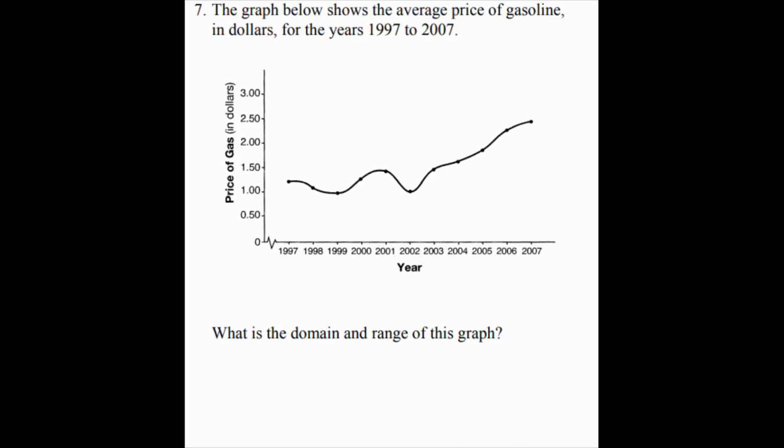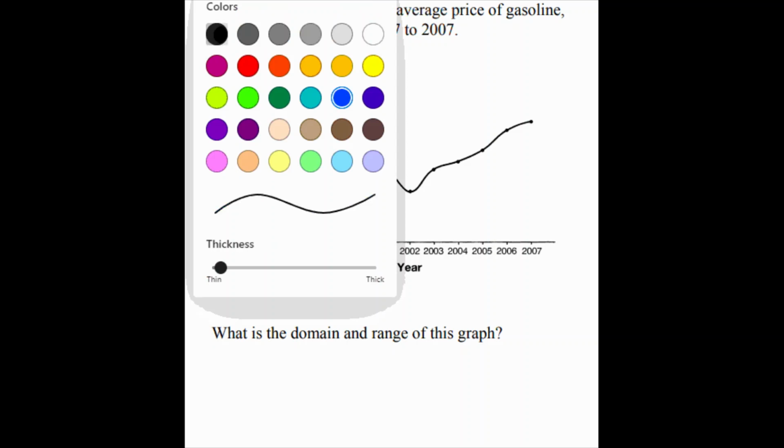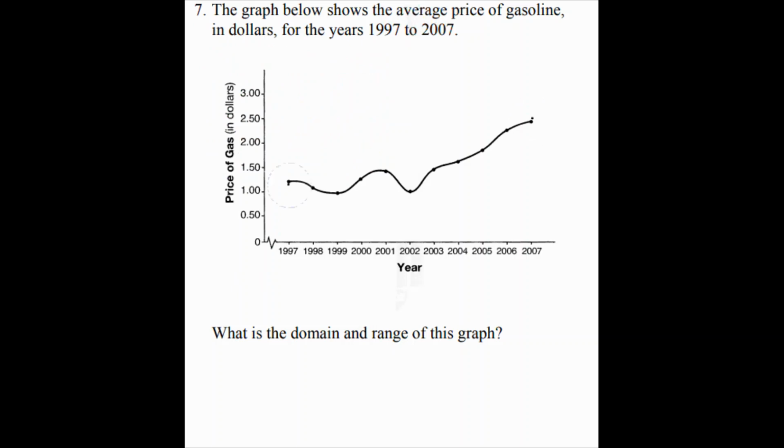Question number 7 is a graph in this case. The graph below shows the average price of gasoline in dollars for the years 1997 to 2007. So we have this graph here. Our x-axis is going to be the years, and the y-axis is going to be the price of gas in dollars. And so the question is asking, what is the domain and range of this graph? Well, domain talks about all the possible x values. And so we'll see here in this case that, well, let's use here. We're going to look at our values for x.